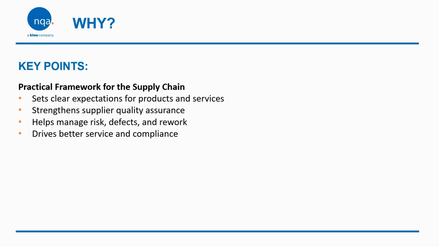The practical framework for the supply chain. So what it's doing here, it sets expectations for products and services. It strengthens supplier quality assurance, helps manage risk, defects and rework, and drives better service and compliance. 99001 will hopefully help close the gap that happens between different interfaces between clients and contractors and subcontractors and suppliers and installers. It enables project teams to manage suppliers better, ensuring that what's specified is what's delivered and what's delivered is installed correctly.